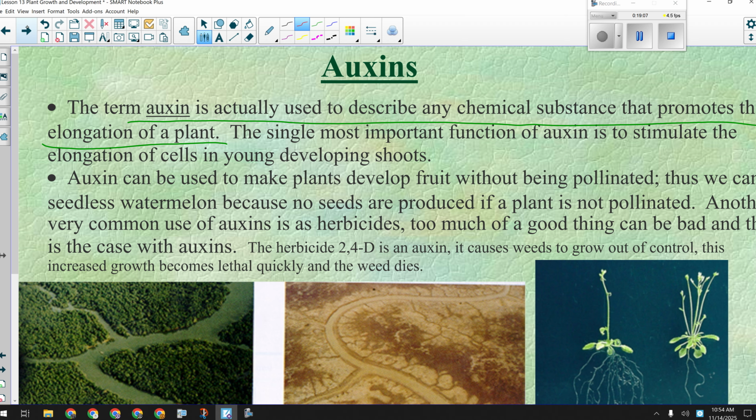Okay. So, first group of plant hormones that we'll talk about are called auxins. Auxins cause cells to get longer, okay, which then of course results in the plant getting longer. Okay, so all of these cause elongation or lengthening of the plant.